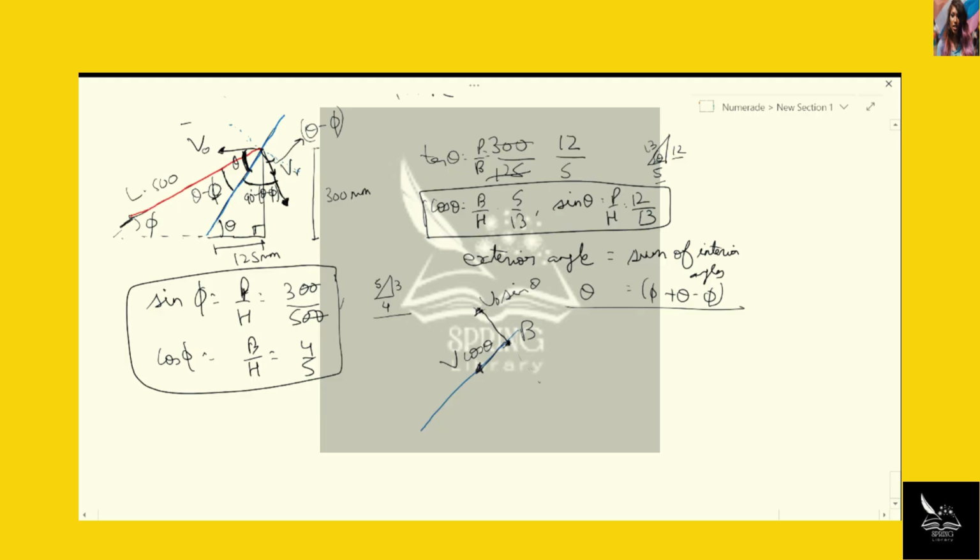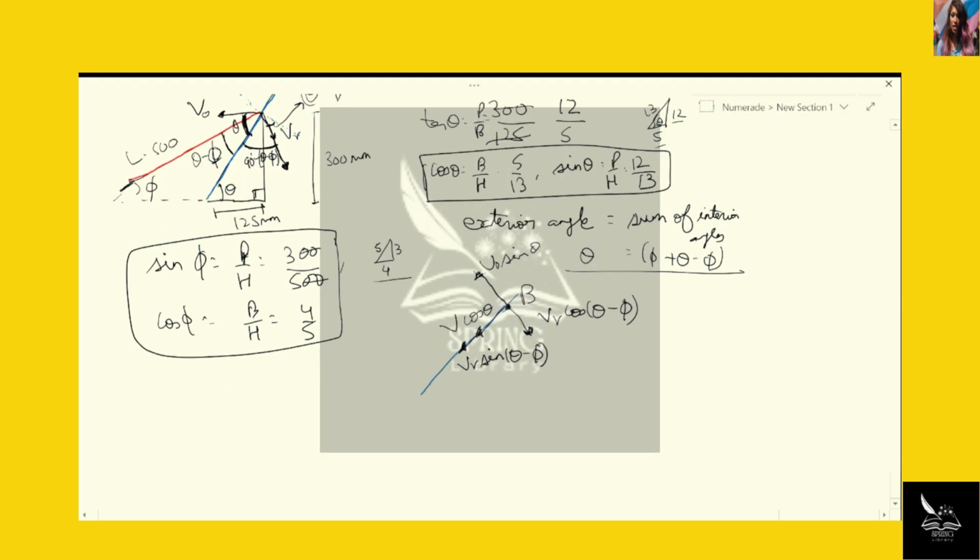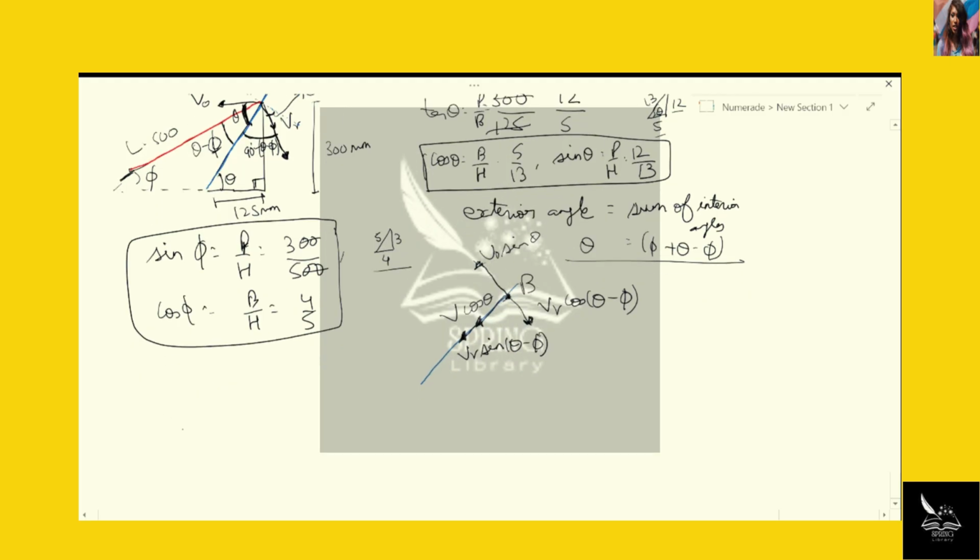Okay, what about VR? In VR, we know that this is theta minus phi, so this will be VR cosine theta minus phi, and the component of VR along this will be VR sine theta minus phi. Okay, so now we have broken our components along and perpendicular to the walls. So now it's just a matter of writing down. So the third step is always add and solve for motion.